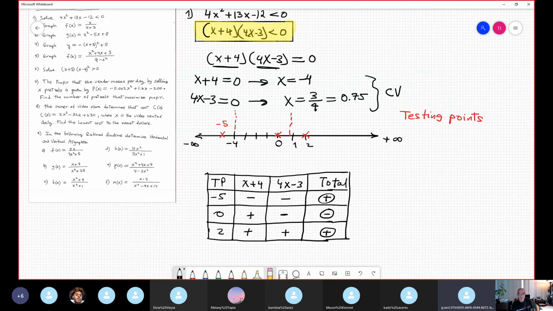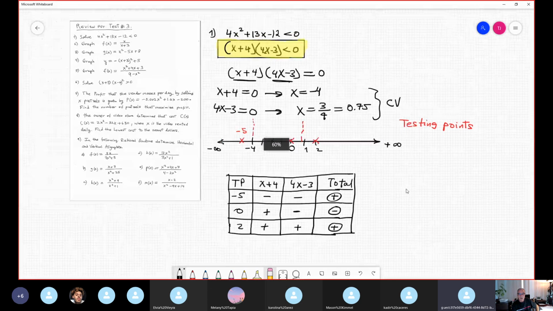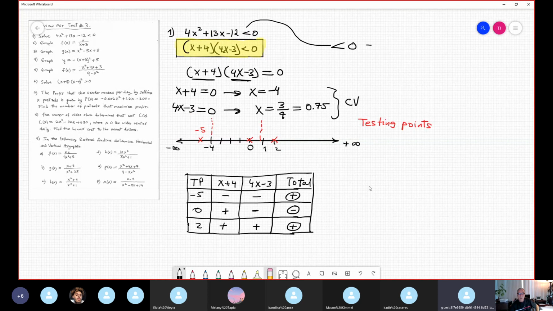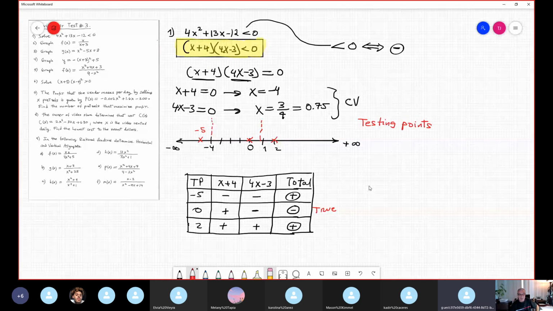However, you know that our original inequality contains the symbol less than 0. And this is equivalent to being negative. Therefore, in the table, the only row that is true is the second. This is true because it's negative, the others are false, there's no solution. Therefore, the only testing point that passes the test is 0. That indicates to us that the interval that is true is this interval.